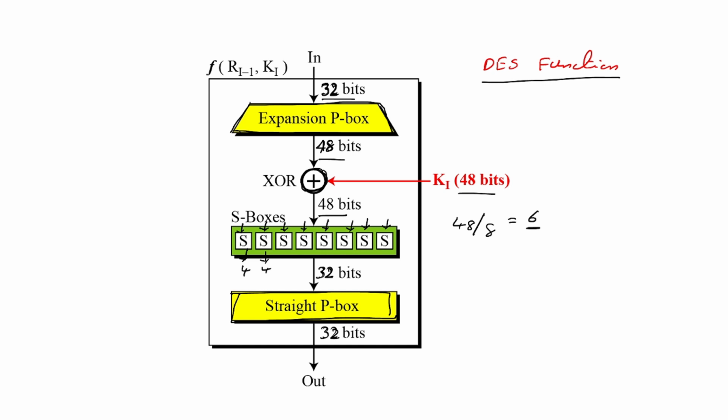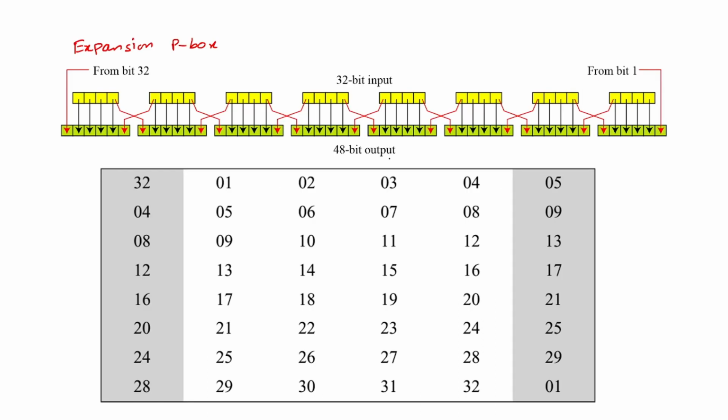Okay, so first the expansion P box. How do we need to perform the expansion P box? So this is the expansion P box. Expansion means increasing the number of bits. So 32 bits will become 48 bits. So this is the procedure.